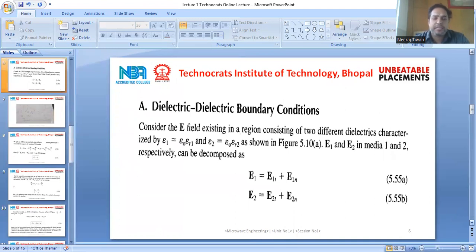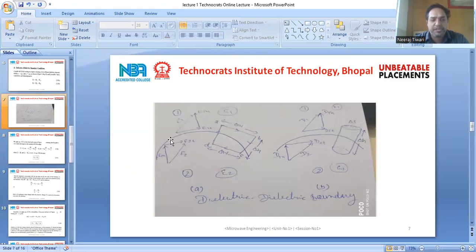Now we are taking the first type of boundary condition, which is dielectric 1 and dielectric 2. In this picture you can see the boundary. This part I am assuming as medium 1, and this part as medium 2. Here we have to decompose electric field intensity, as I told you earlier: the tangential component E1t and the normal component E1n. The resultant is E1 in the first medium. In the same way, in the second medium, E2t is the tangential component, E2n is the normal component, and the resultant of both is E2.